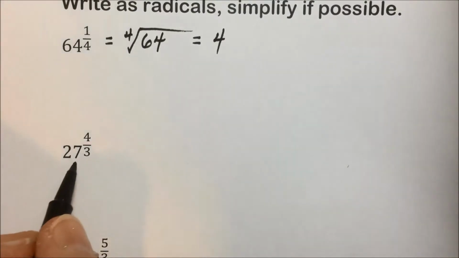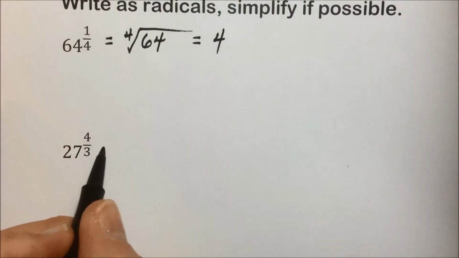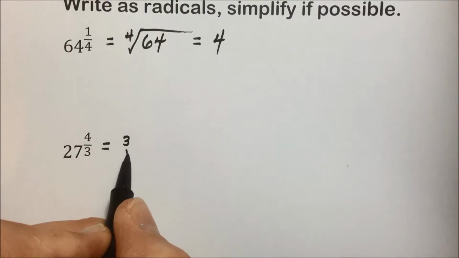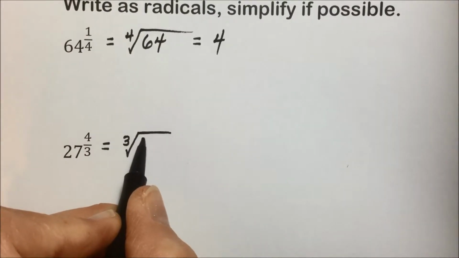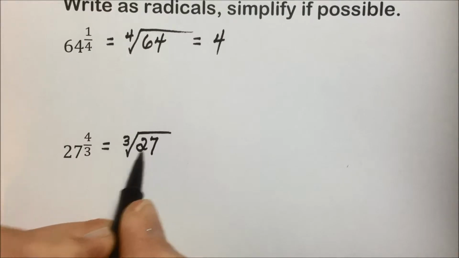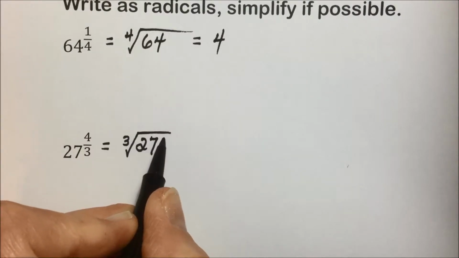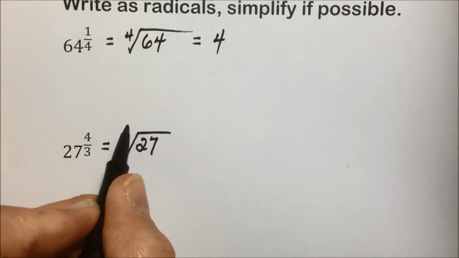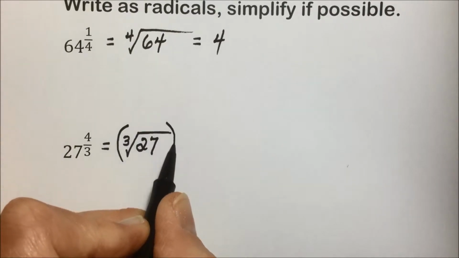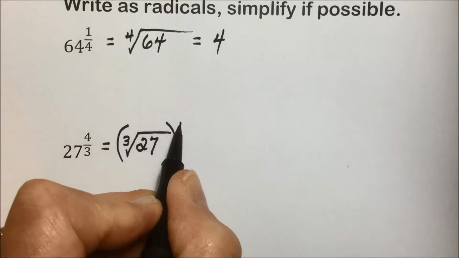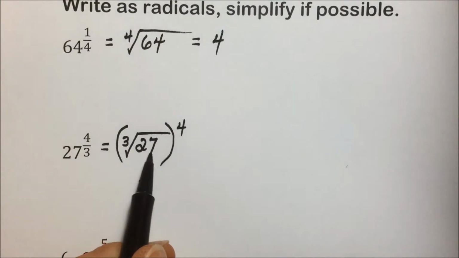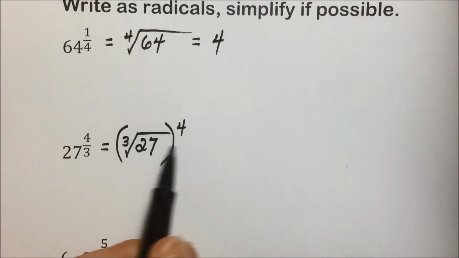In this next problem, we have 27 to the 4/3 power. The denominator becomes our index, so we're after the cube root of 27. And instead of raising it to the 4th power underneath the radical, since 27 is a perfect cube, the alternative is to take the cube root and then raise it to the power, rather than having to take the cube root of 27 to the 4th power.